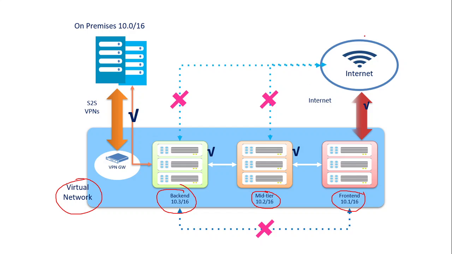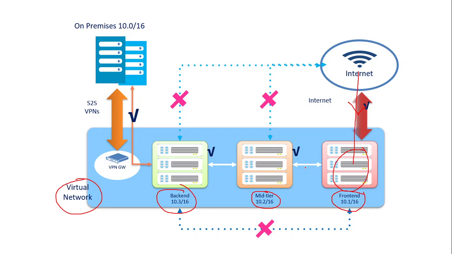I want to make sure that in this VNet, only this machine, you can see, can access the internet. And if someone is coming from the internet, they can reach only the front end. If they try to reach the middle tier and back end tier, the connection should get dropped.